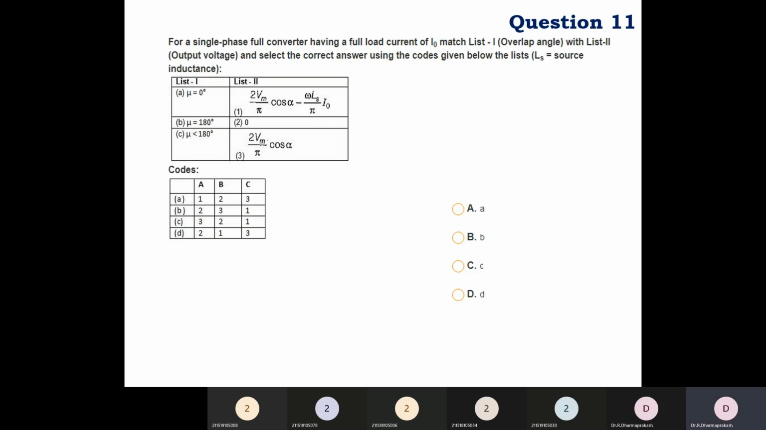So for A, the answer is 3, right? And for B, for 180 degree, it is equal to 0, so it is 2. And for overlap angle less than 180 degree, it is 2 Vm by pi cos alpha minus omega Ls by pi I naught, this is 1. So 3, 2, 1 is the right answer. So here you can see option C, 3, 2, 1. So option C is the right one.